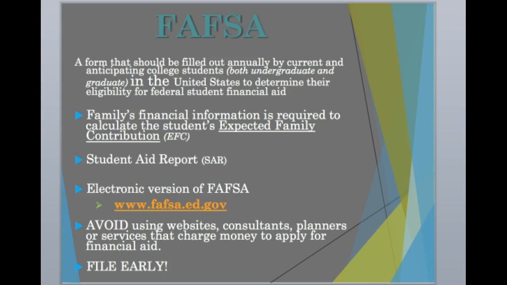The family's financial information is required to calculate the student's expected family contribution. This is your EFC, expected family contribution, and you will receive a Student Aid Report, also known as the SAR, and this will give you the EFC number. It will explain how it came to your contribution number. So you will file this electronically at FAFSA.ed.gov. So you will need to go there, parent and student, in order to complete this.